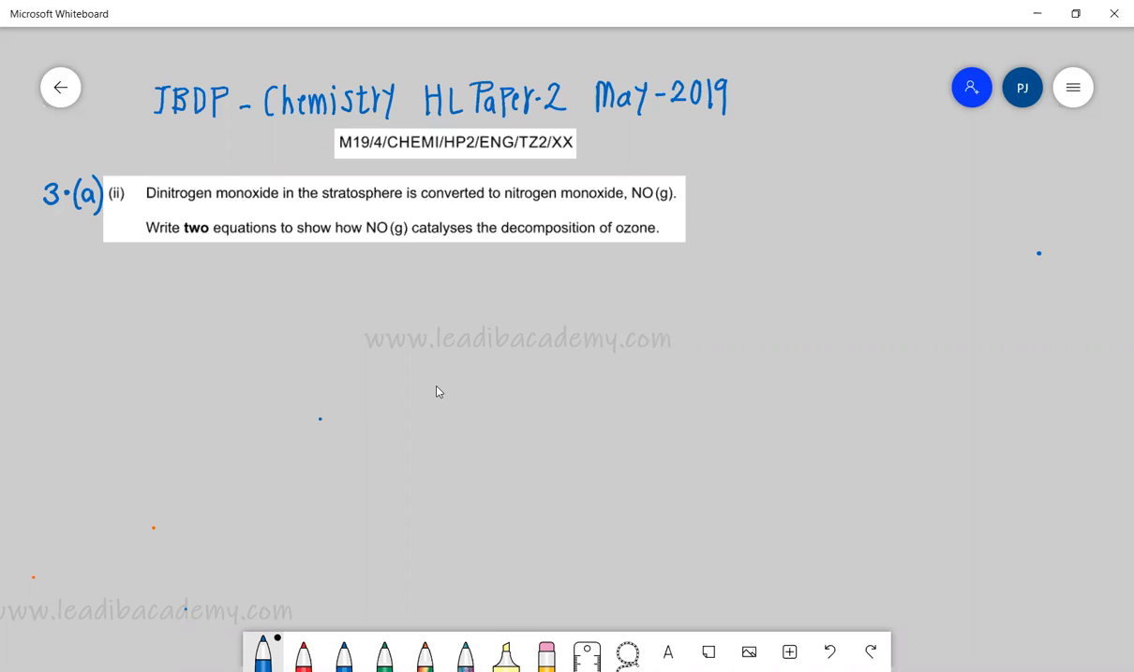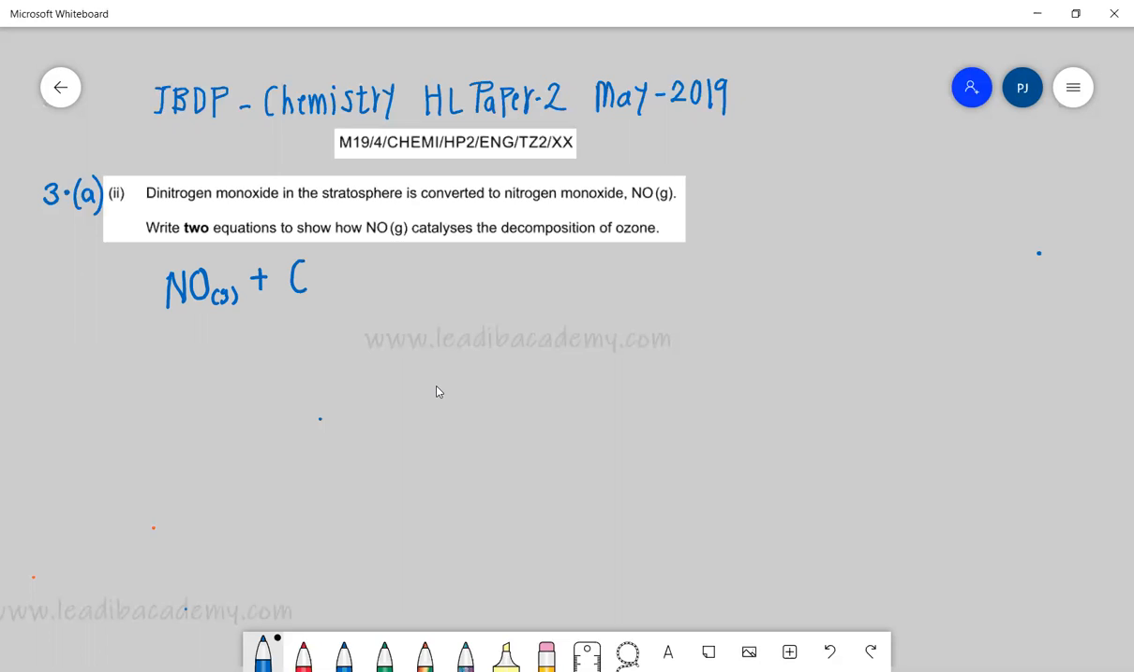First of all, let's look into this. Nitrogen monoxide. What is the specialty of nitrogen monoxide? It has an odd number of electrons, because typically electrons are in pairs like 2, 4, etc. But in nitrogen monoxide, there are odd electrons, and that's why it is highly reactive. So let's look into this reaction.